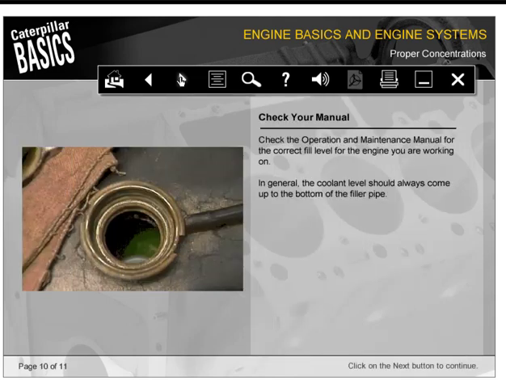Check the operation and maintenance manual for the correct fill level for the engine you are working on. In general, the coolant level should always come up to the bottom of the filler pipe.